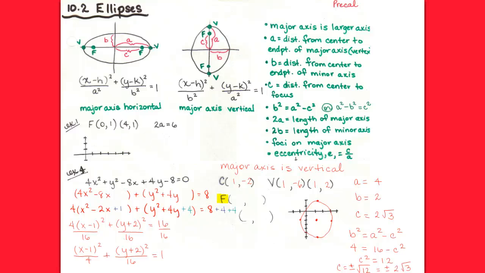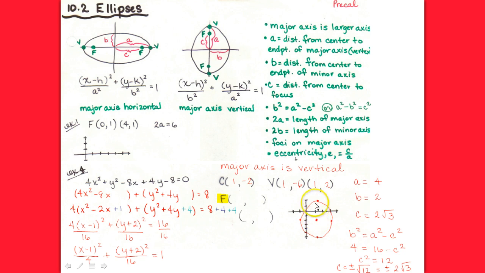Now, on the last example, they did not ask us to find our foci or our eccentricity, but they do here. So let's work on the foci. If I start at my center, they told me that c was the distance from the center to the focus, and that the foci are always on the major axis. So I'm going to start at the center, and if they have to be on the major axis, that means I'm going to go up and down, right? So I'm going to start at the center at 1, negative 2.